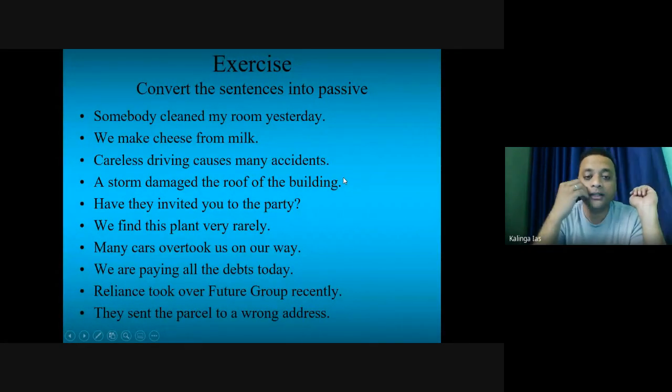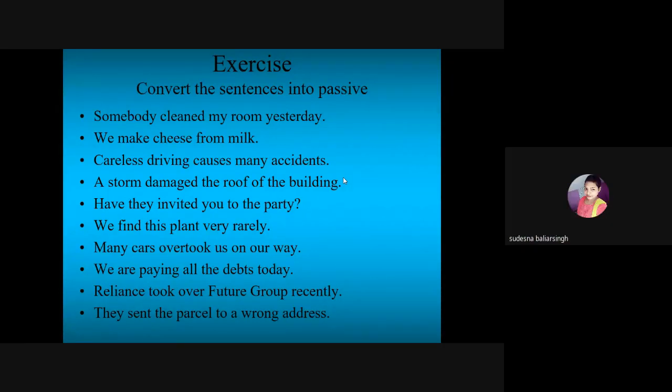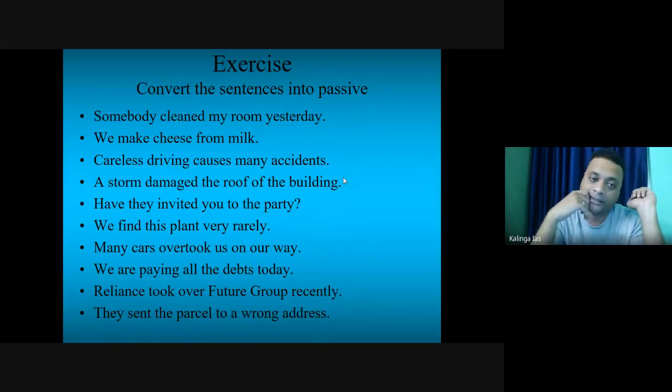A storm damaged the roof of the building. The roof of the building was damaged by a storm. By a storm. Okay, right.